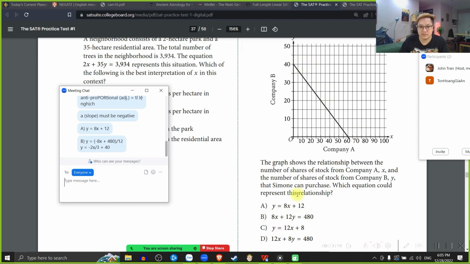If everything works out, you will know that that point belongs to this line, and that line is the answer.